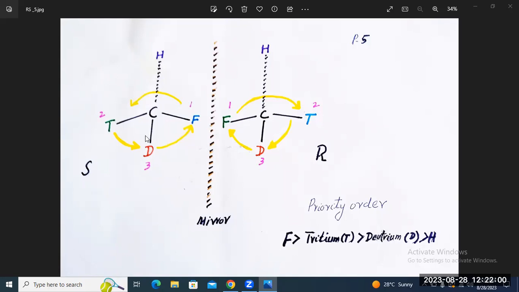The mirror image of this is this, and you can see fluorine number 1, tritium number 2, deuterium number 3, and we rotate from 1 to 2 to 3, or we are rotating from fluorine to tritium, tritium to deuterium. And this rotation is clockwise rotation represented by R.